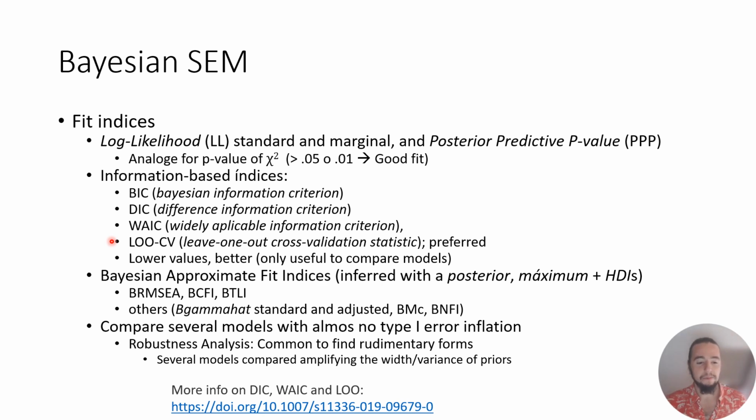However, it's common to find some rudimentary form of robustness analysis, for example, starting with very non-informative priors for loadings, for example, a normal distribution centered around 0.4 with a standard deviation of 1, then another model with 0.1 as standard deviation, then another with 0.001, iteratively becoming increasingly more informative and seeing what happens to the fit indices, and then selecting the best model. Okay, so if you want to know more about information-based indices, here's a reference that can explain it. So that's normally what we do in Bayesian SEM fit.